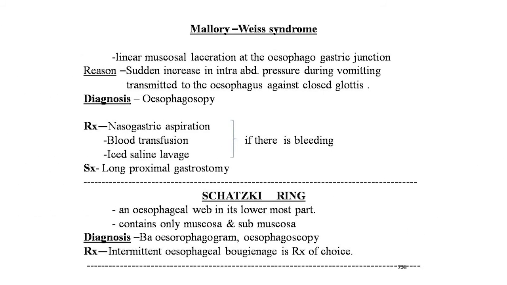Next abnormality of esophagus is Mallory-Weiss syndrome. Linear mucosal laceration at the esophagogastric junction. The reason behind this is sudden increase in intra-abdominal pressure during vomiting transmitted to the esophagus against closed glottis.